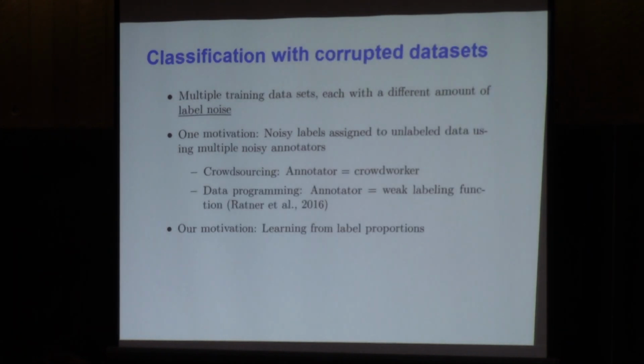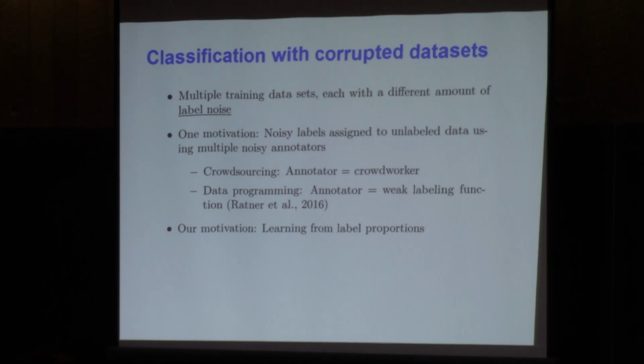Okay. So let's start with this first problem. And since I'm covering three things, it'll be at kind of a high level, but if you ever want me to go into more detail, let me know. So this is the problem of classification with corrupted data sets, and in particular, multiple corrupted data sets, where each data set possibly has a different degree of corruption.